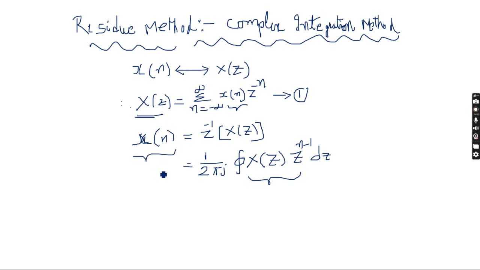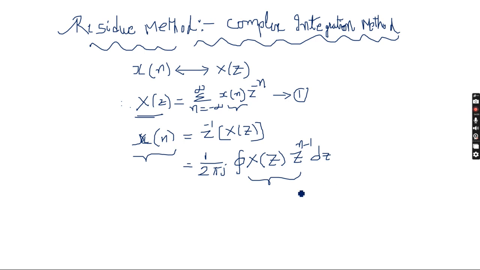So already we have discussed two methods. The first is the long division method or power series method, and the second one is the partial fraction method. Now it is the residue method. In the residue method, you have to find out the evaluation of this expression X of z into z power n minus 1 at each pole of the X of z.